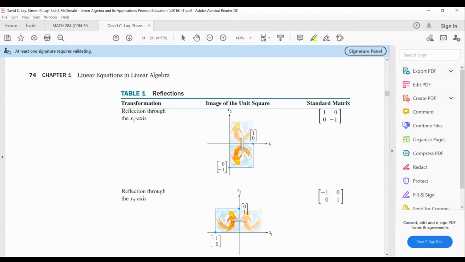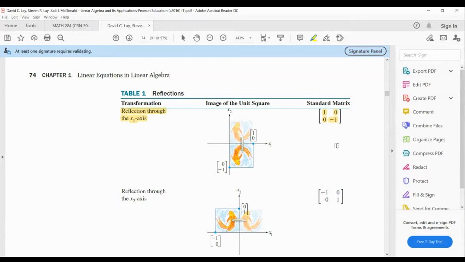But you know, if you want an object to act in a certain way, a certain transformation, you have to find the right standard matrix of the transformation. And they're showing here some different transformations. So how are they coming up with these transformations? Well, the first is reflection through the x1 axis. What they're saying is the standard matrix that would do this is 1, 0, and 0, -1.